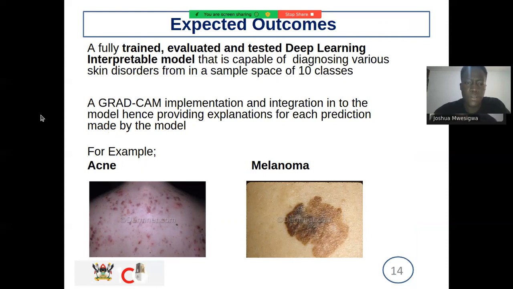For example, if the model is saying that this is acne, then it should give us the feature maps that show which pixels in this exact image were responsible for the model saying that this is acne. If it's saying that this is melanoma, then it should probably give us activation maps, pointing out which pixels, probably around this patch here, show that this is what the model based on to classify the diagnosis as melanoma.